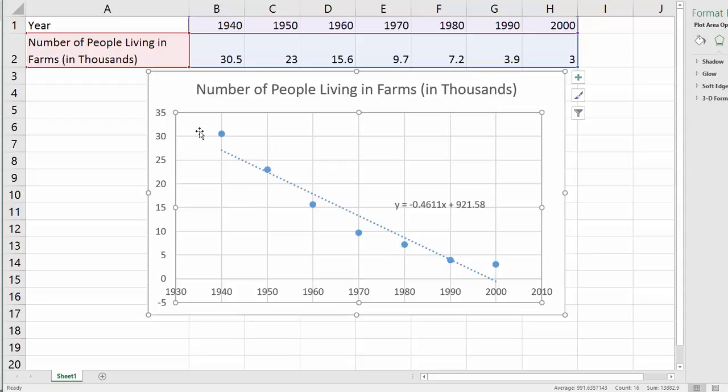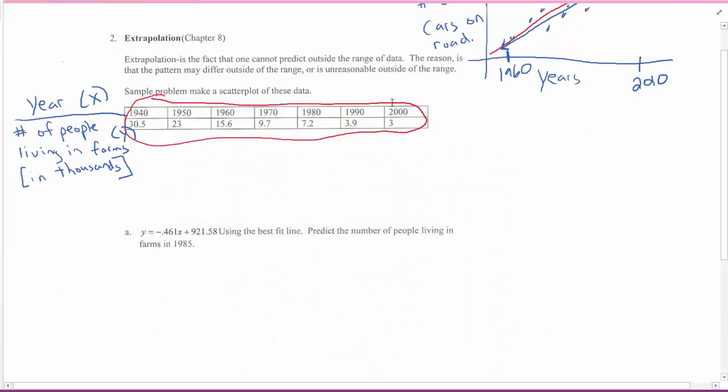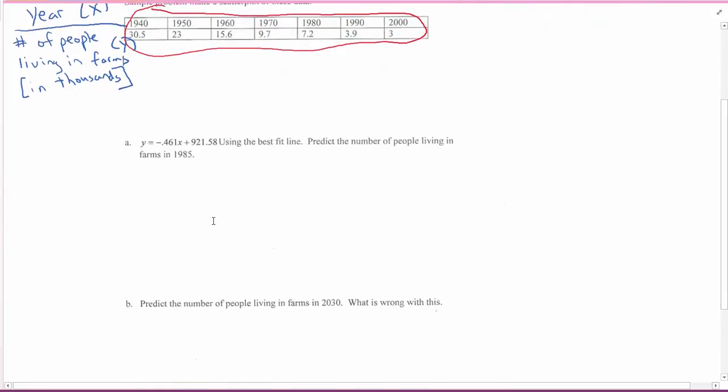But one thing you want to keep in mind is that this vertical axis, these are the number of people that are living on a farm in thousands. And one thing to keep in mind is eventually this line has a downward trend, so eventually it's going to have a point where we're going to have negative values, right? And that doesn't necessarily make sense for our problem, right? It doesn't make sense to have negative people living on a farm. So let me minimize this and go back to the example.